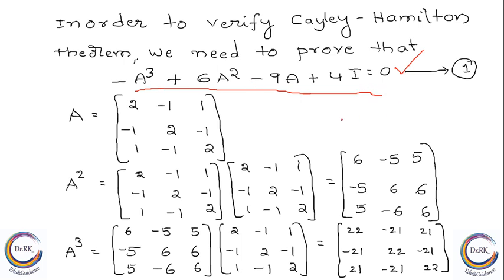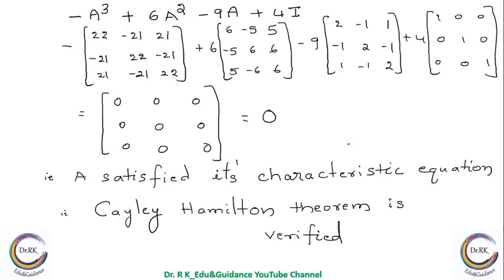So as I told, it is school math. A is there, we have to find A square, A into A. Then A square is there, we have to find A cube. So we got A square, A cube. So plug in all the values here: minus A cube value plus 6A square minus 9A plus 4 into I, as shown here. So minus A cube plus 6A square minus 9A plus 4I equal to 0.